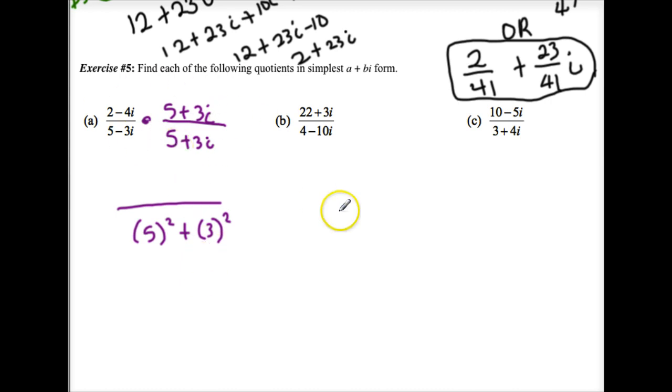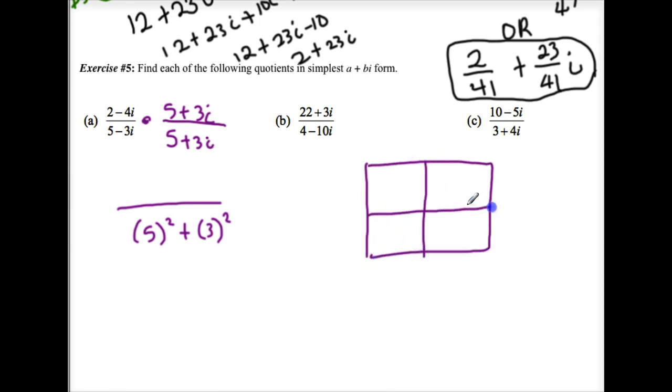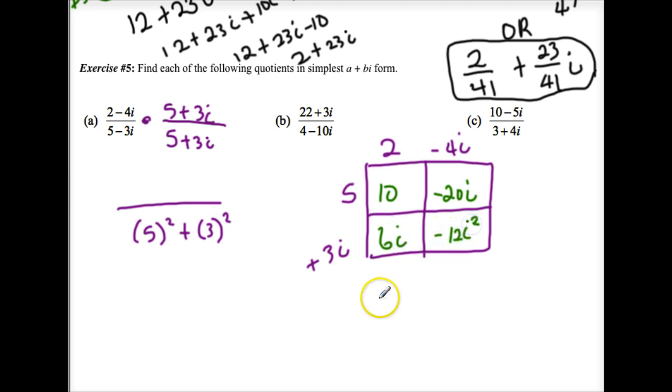The top now, I'm going to do the box method over here and then I'm going to erase it. You copy this as we go. The box method now for the top, or those of you that like FOIL can go ahead. Negative 4i, 5, and 3i, positive 3i. We're going to fill this in as 10, negative 20i, 6i, negative 12i squared. This is 10 minus 14i minus 12i squared.